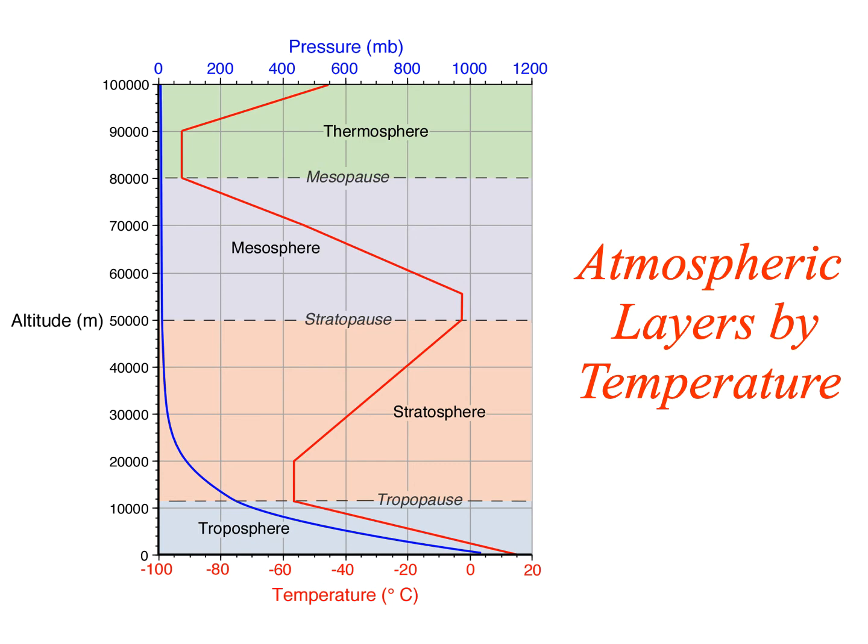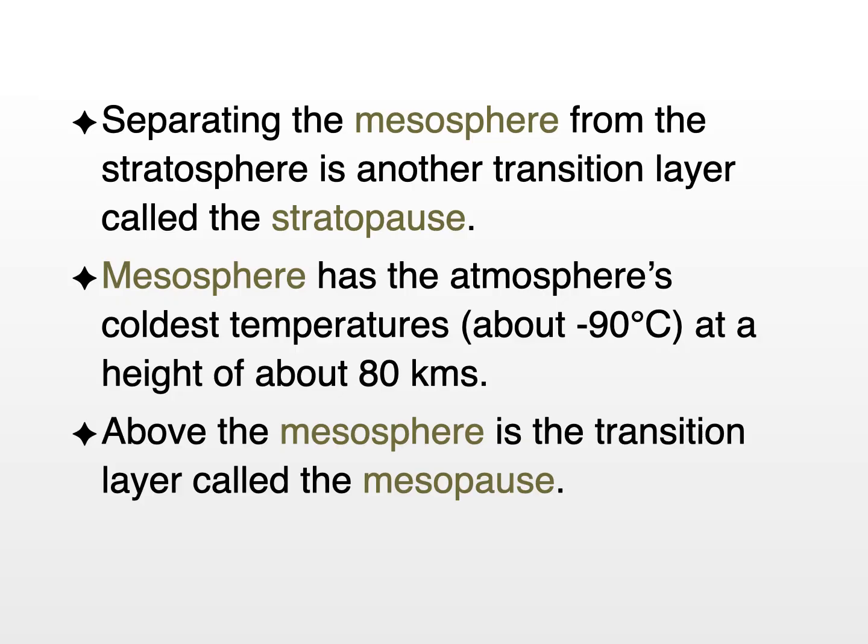Now, between the stratosphere and the mesosphere is the stratopause. It's just a boundary layer. Above the stratopause is the mesosphere. This is the coldest layer in the Earth's atmosphere. Temperatures can get as low as minus 90 degrees Celsius in this layer, and it reaches a maximum height of about 80 kilometers.